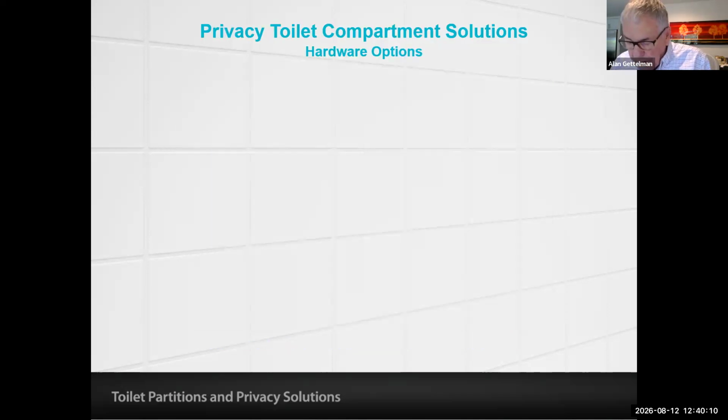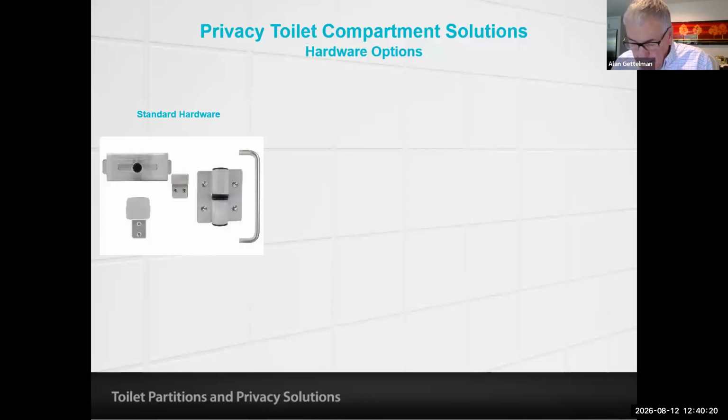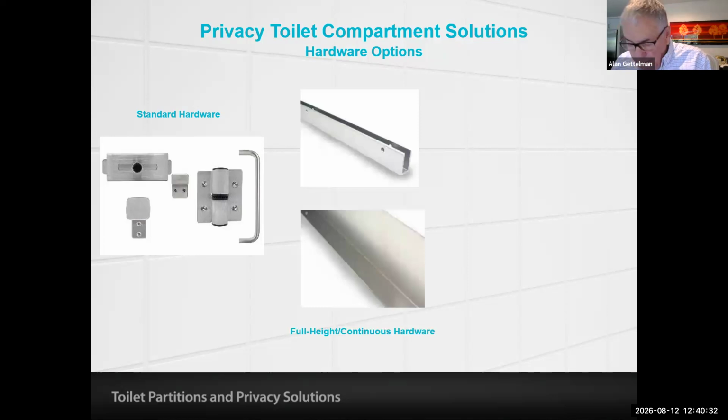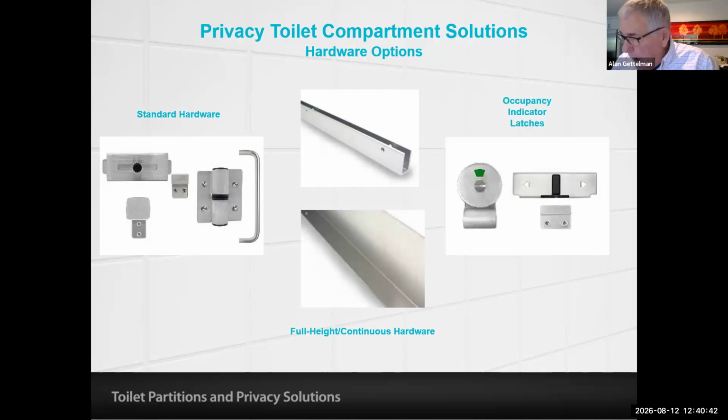The type of hardware selected can also impact sight lines and thus have a significant impact on privacy. Some hardware may also enhance the patron experience. Hardware components may include the hinges, latches, keepers, coat hooks, as well as mounting brackets. The options that may enhance privacy and or aesthetics from the front of the compartment include full height or continuous hardware, which includes brackets that run from the bottom of the door and panel to the top, eliminating sight lines at hinges.